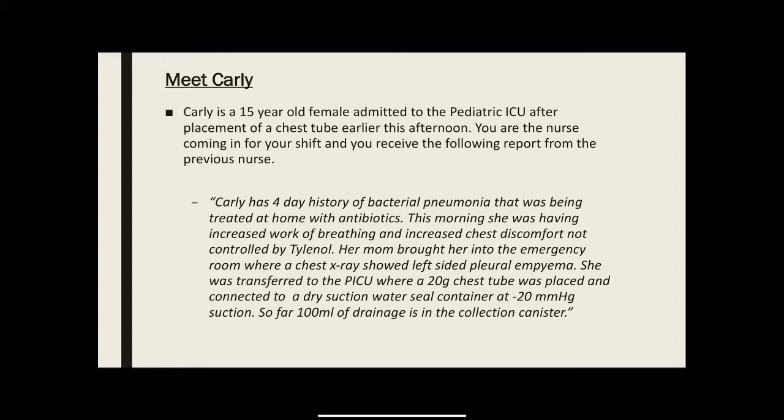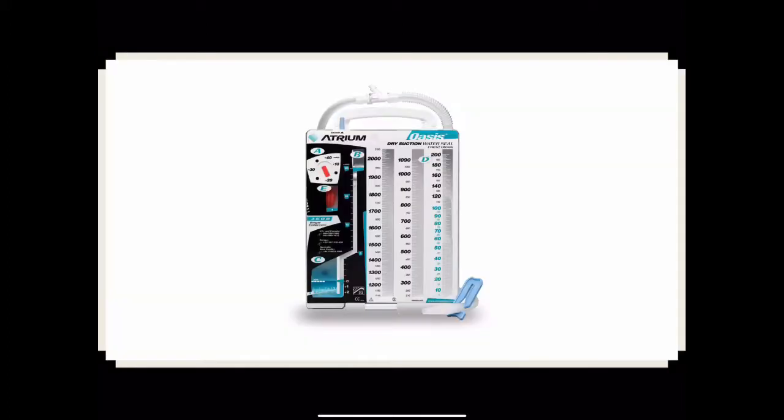She was transferred to the PICU where a 20-gauge chest tube was placed and connected to a dry suction water seal chest tube container at -20 of suction. And so far, 100 mLs of drainage is in the collection canister. So we are going to jump right in with some questions, and then I'm going to also just kind of butt in here and there and give a couple explanations as things go through.